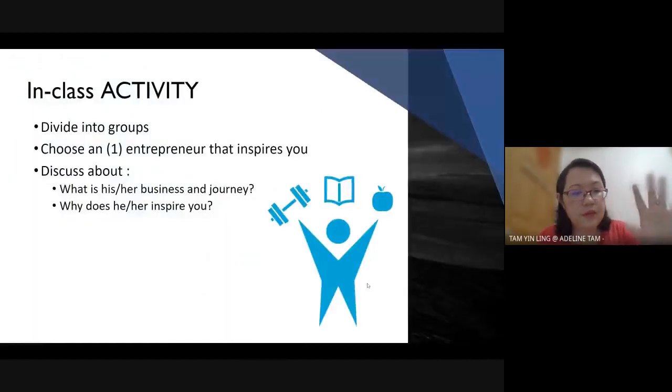Okay, so for this class activity, another thing is, if you go to my classroom, you can find there is a short question asking who is the entrepreneur that you admire. Okay, siapakah usahawan yang anda minat ataupun anda boleh dijadikan sebagai model. Okay, who is the entrepreneur that inspires you, or who is the entrepreneur that you admire?